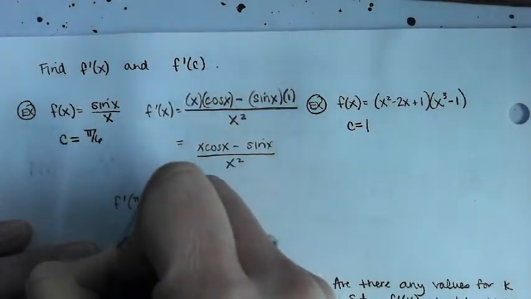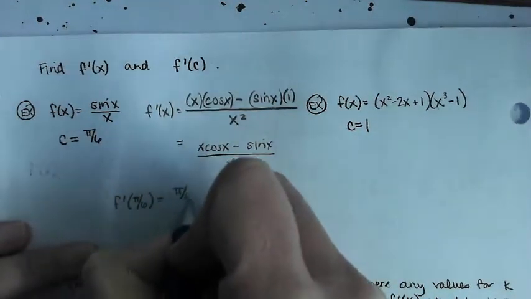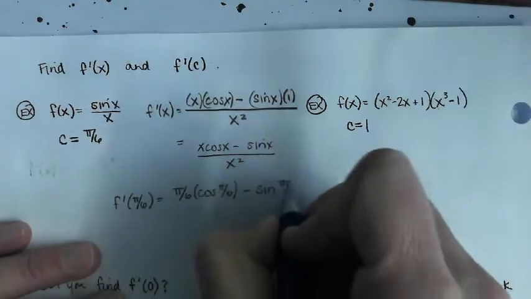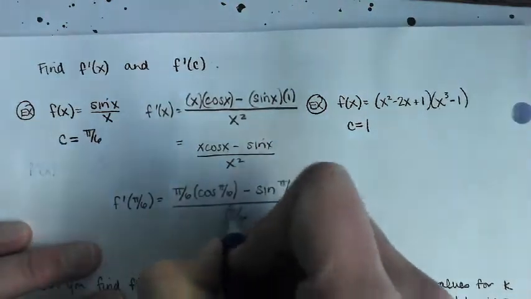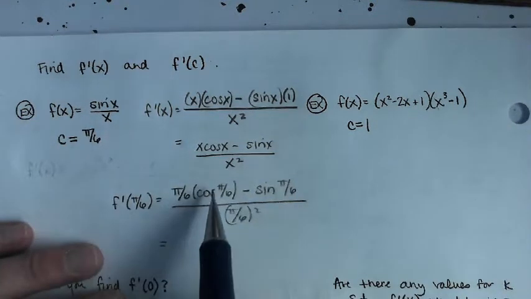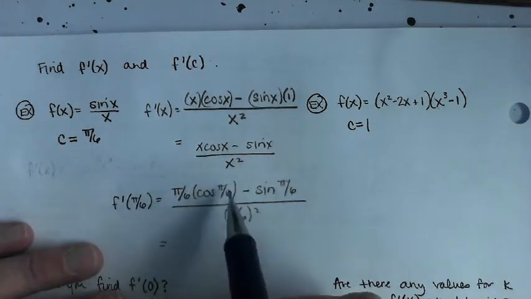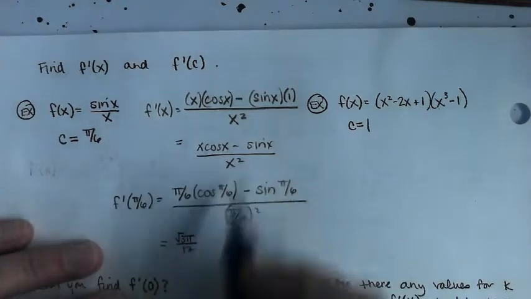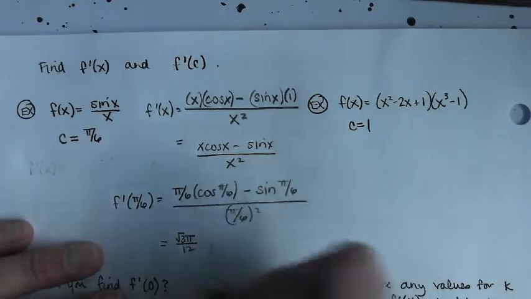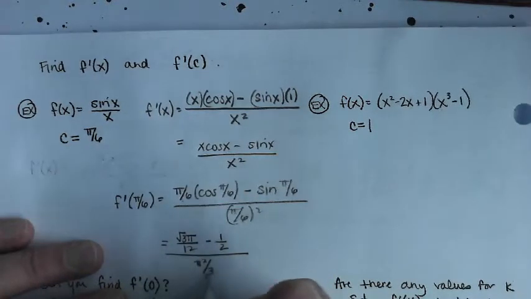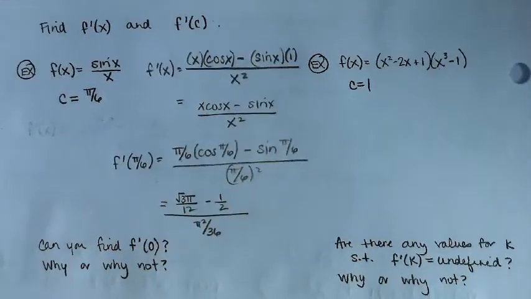Now we're going to evaluate it at c of pi over 6. So f prime of pi over 6 is going to be pi over 6 times the cosine of pi over 6 minus the sine of pi over 6 all over pi over 6 squared. The best we're going to get is not a number, but cosine of pi over 6 is radical 3 over 2. So that would be radical 3 pi over 12 once I multiply it by pi over 6, minus a half over pi squared over 36. What can we multiply by on the numerator and the denominator to clear our fractions?